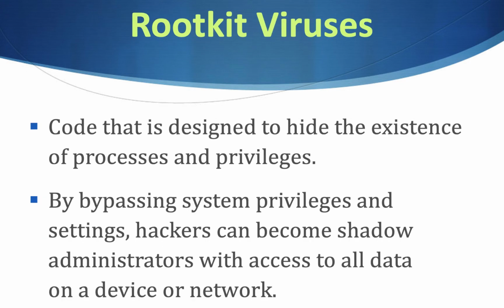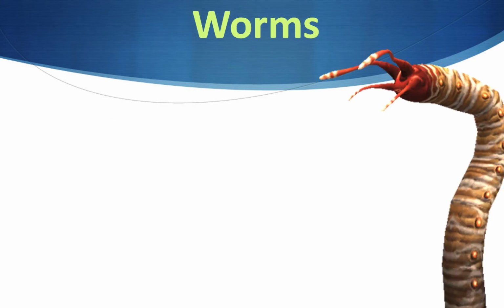Rootkit viruses, it's code that hides the existence of processes and privileges, meaning it lets hackers get in there as an administrator. It'll hide security privileges that prevent other people from getting in, and that's actually the way they get in. So it gives them administrator access. So that's another type of virus that'll get in there. And if you wonder, how did that happen? How did they get access to that? That's how it happens. So there's a lot of malicious stuff that can get to your computer.